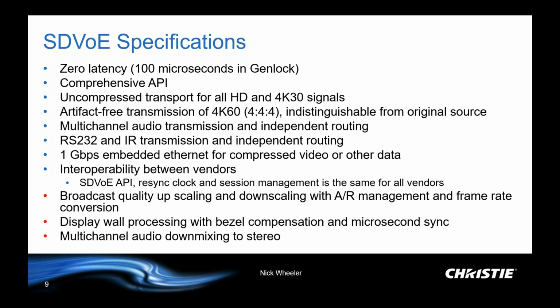It also includes multi-channel audio transmission and independent routing, so you can route analog audio or embedded audio over HDMI to different destinations, and it doesn't have to follow the video. And the same thing goes for RS-232 and infrared transmission that can be sent to different destinations. There's also like a gigabit Ethernet network that sort of piggybacks on all of this, and I'll be going into a couple of examples of what you can do with that later on in the presentation.